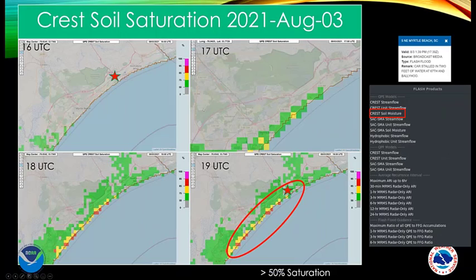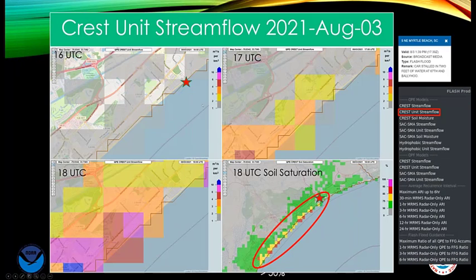Now that was the saturation. Now let's look at the unit stream flow for this time. And I just put 16, 17, and 18. Remember the values on the right here in the legend, multiply those by 10. Remember we had 100, we had 200 and 1,000, greater than 1,000 levels.